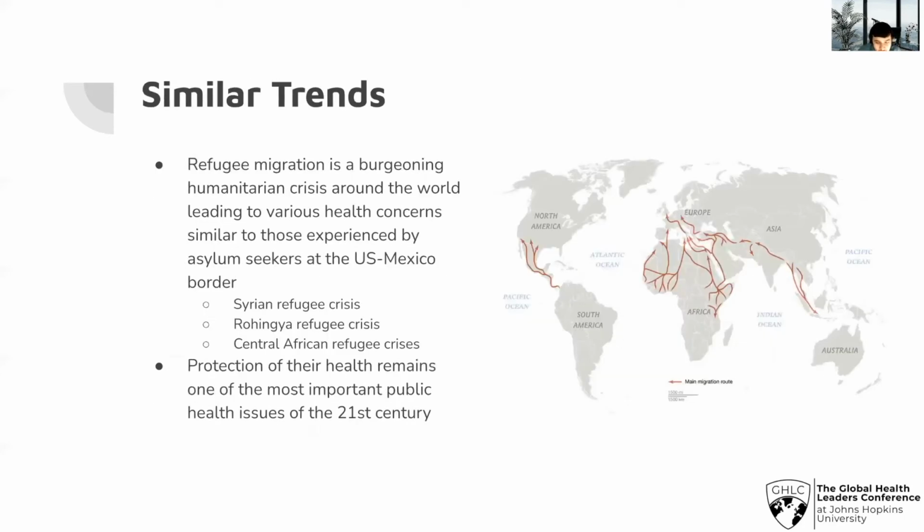Similar trends exist elsewhere. The reason why this is important to note is because refugee migration is a burgeoning humanitarian crisis around the world. It happens in many regions, and it's not only at the US-Mexico border. Some other examples are the Syrian refugee crisis in the Middle East, the Rohingya refugee crisis in Myanmar, and the Central African refugee crisis, which is a group of countries having refugee crises in Central Africa. And the protection of their health remains one of the most important public health issues of the 21st century, as they're moving to new countries and potentially carrying these diseases or health issues along with them.